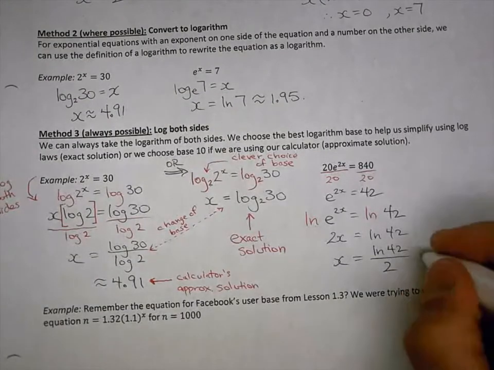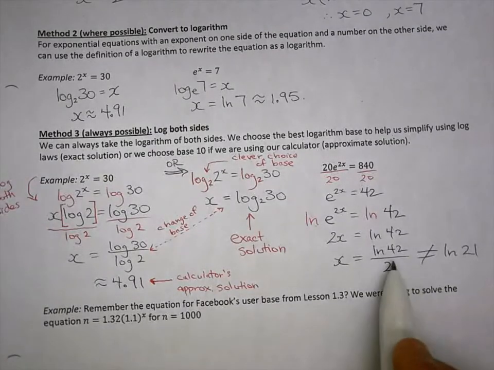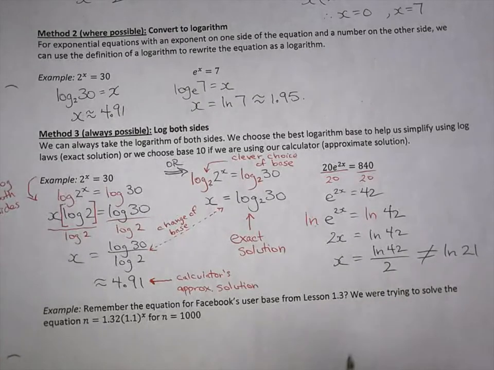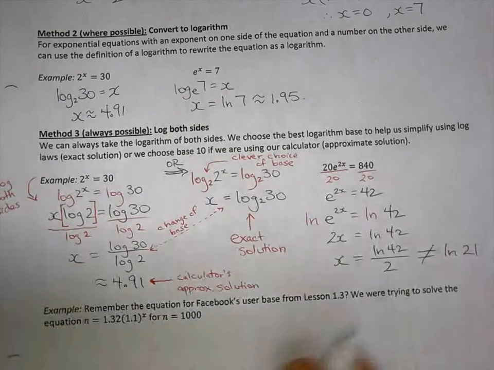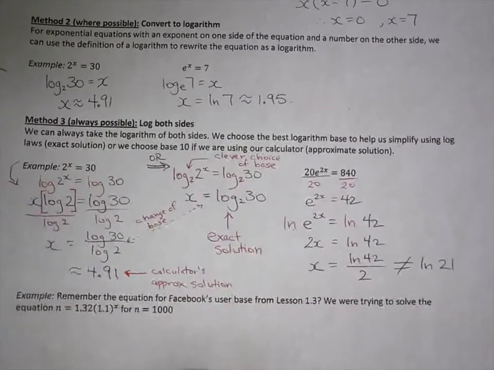Just be careful. This is not ln 21. We never taught you a rule that allows you to do that. Ln 42 is some number, but to divide it by 2 does not mean it's just ln 21. So be really careful you're not making up math. Phew. So that's our methods for solving exponential equations. The rest of our lesson, we're going to do some practice.